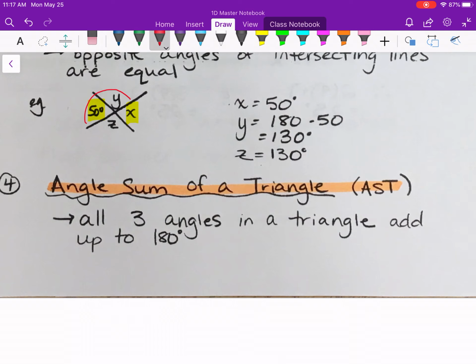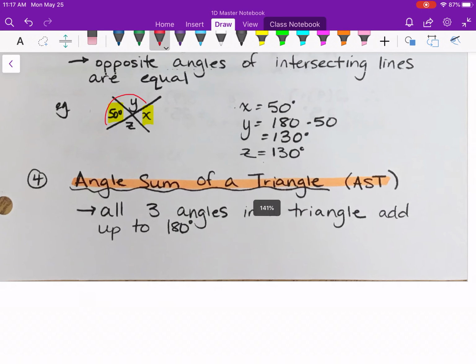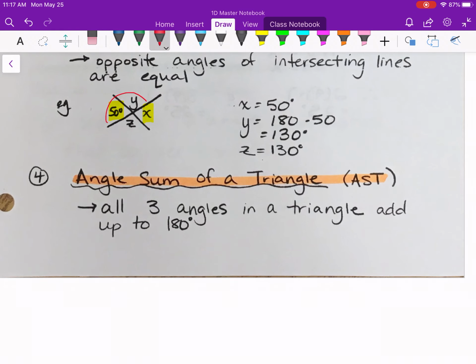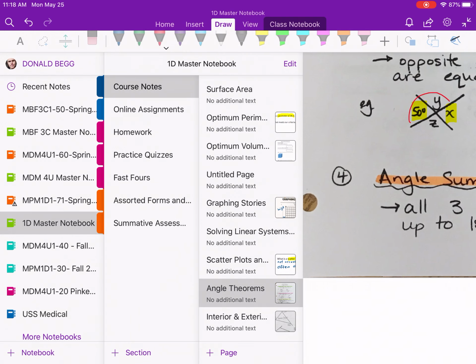Angle sum of a triangle. All the angles in a triangle add up to 180 degrees. I'm sure you knew that, but that's just a quick reminder. So triangles always add up to 180. Okay, so that's one thing we're going to look at.